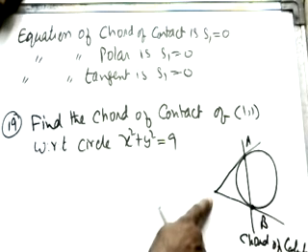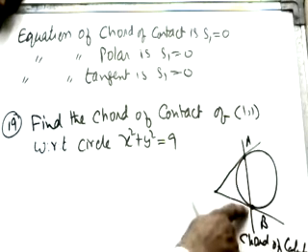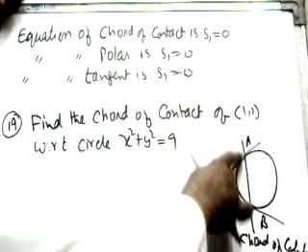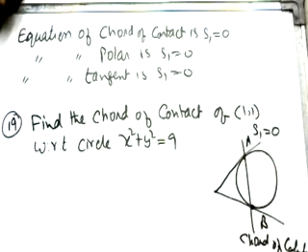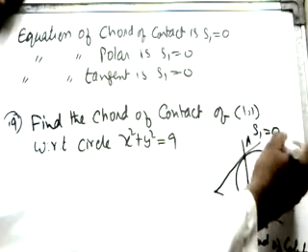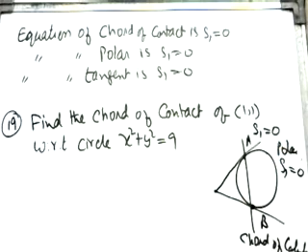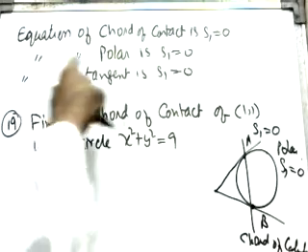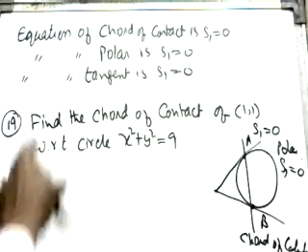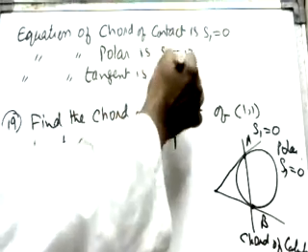Chord of contact. When we draw two tangents to a circle from a point, the points where the tangents touch the circle, if we draw a line through them, this line is called the chord of contact. Its equation will be S1 equals 0. In the same way, there is a definition for polar. Equation of polar is also S1 equals 0. So for these three we are having the same formula. Equation of chord of contact is also S1 equals 0. Equation of polar is also S1 equals 0. And equation of tangent is also S1 equals 0.